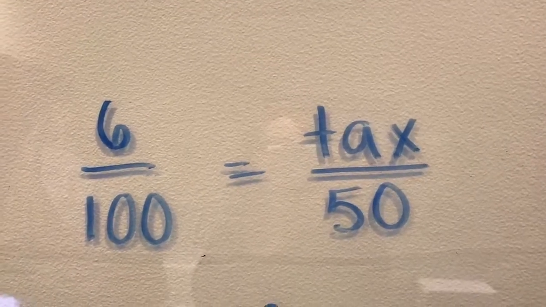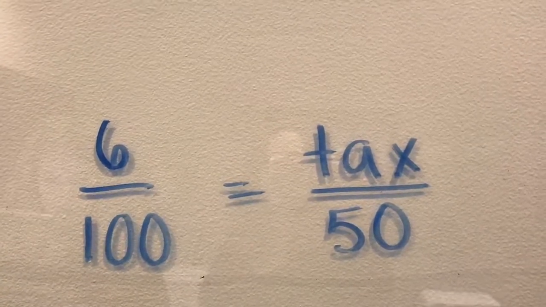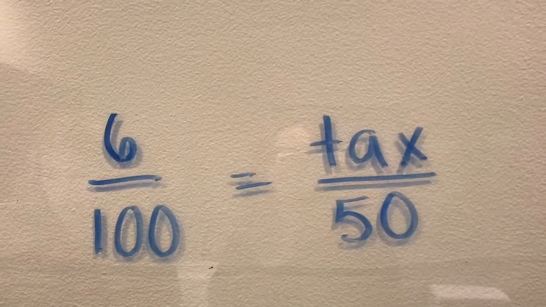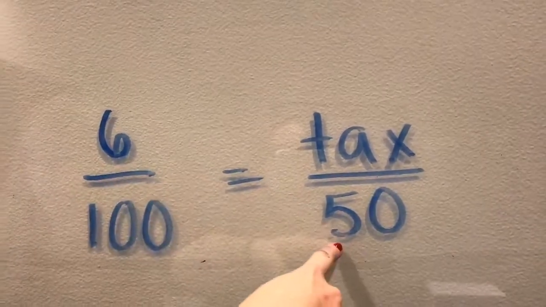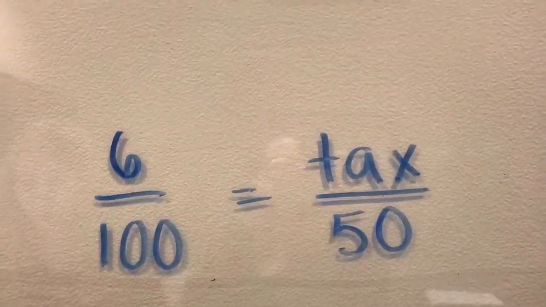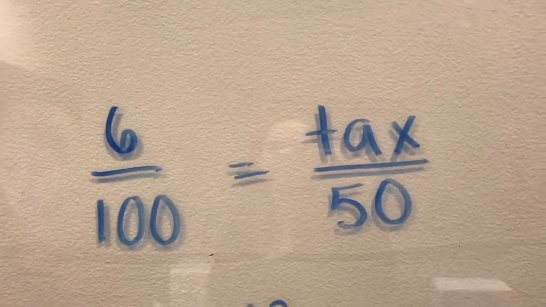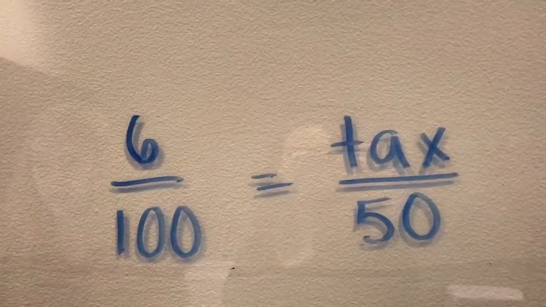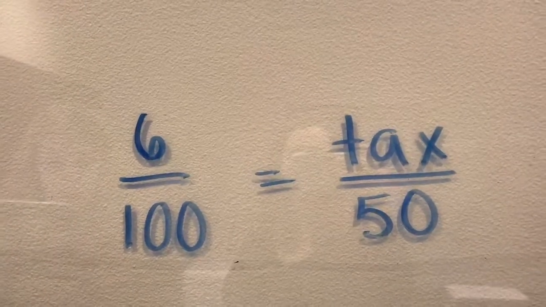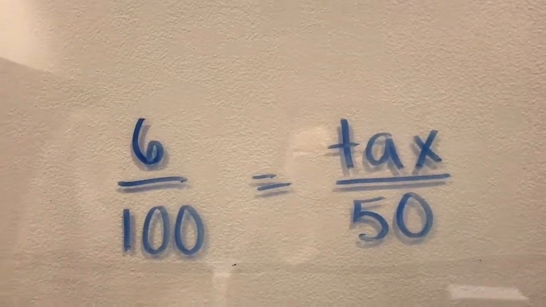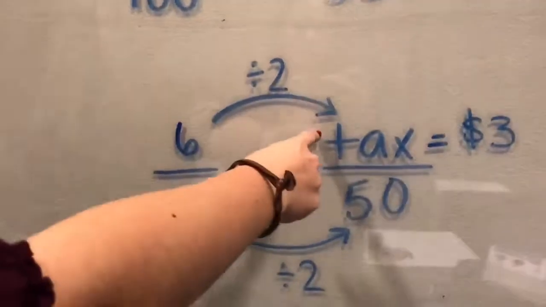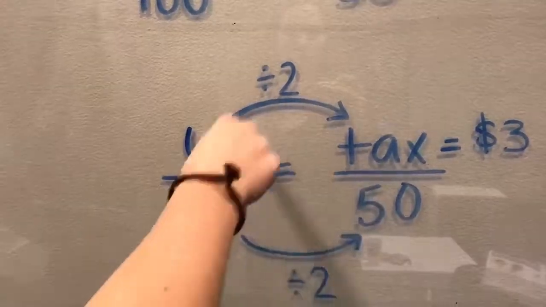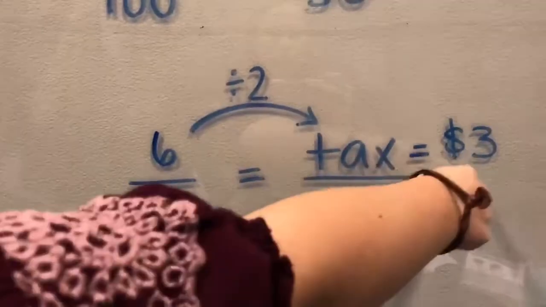Sometimes it's easy to solve a percent problem by thinking in terms of equivalent fractions. For example, how much is 6% tax on a purchase of $50? We can solve this problem mentally by thinking that 6% means $6 for every $100. Since 50 is half of 100, we can figure this out by dividing by 2. 100 divided by 2 is 50, and 6 divided by 2 is your tax, which is $3.